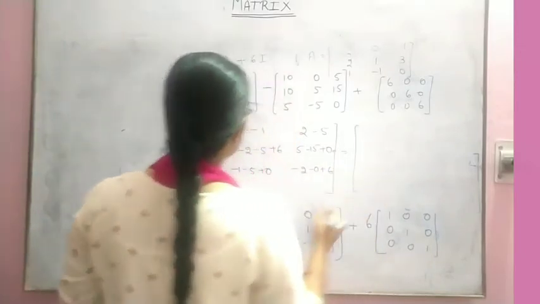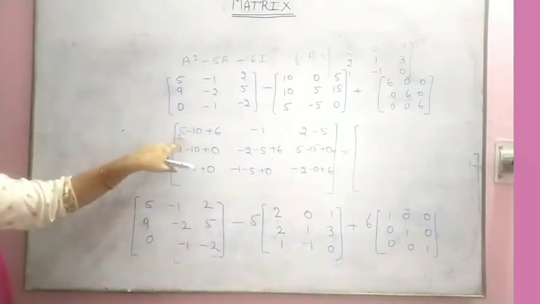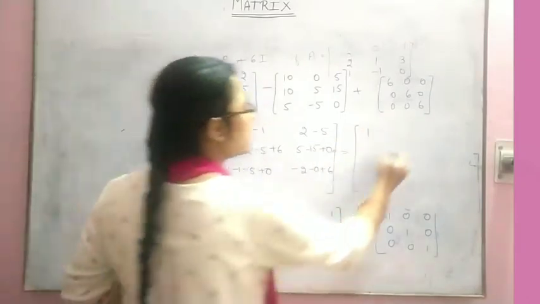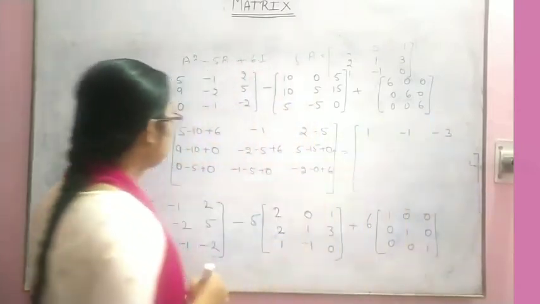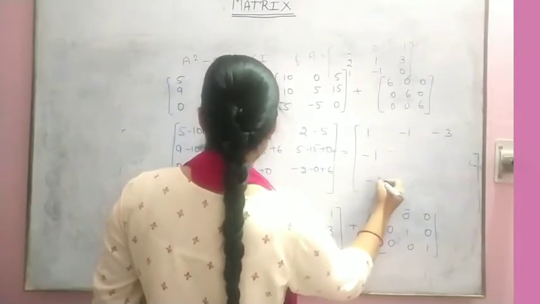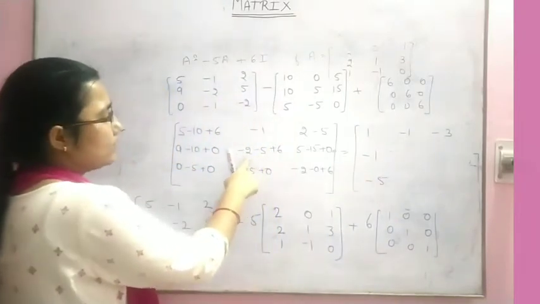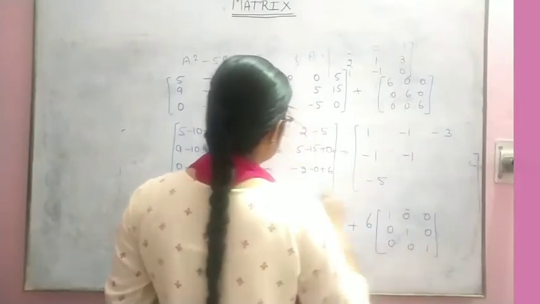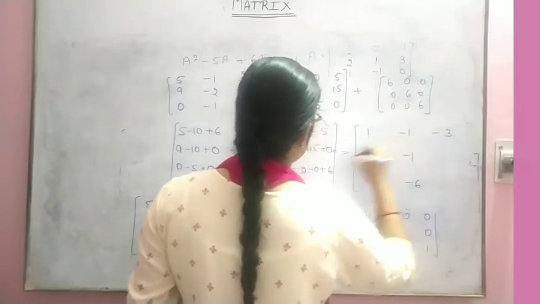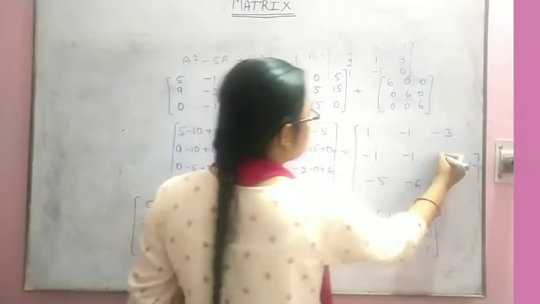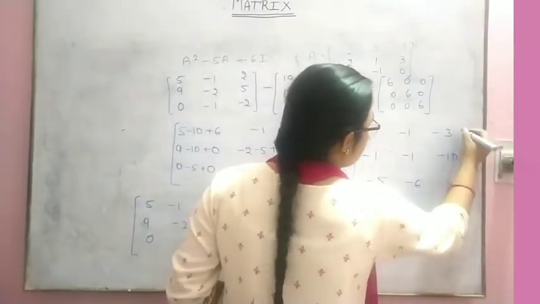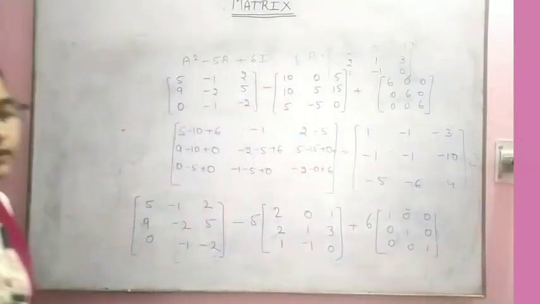We get 6 and 5, 11. 11 minus 10, 1. This is minus 1, minus 3. 9 minus 10, minus 1, minus 5. 5, 6, 7, minus 7, positive 6. This is minus 1, minus 6. 15 minus 5, this is minus 10. And 6 minus 2, this is 4. So this is a solution for the given equation.